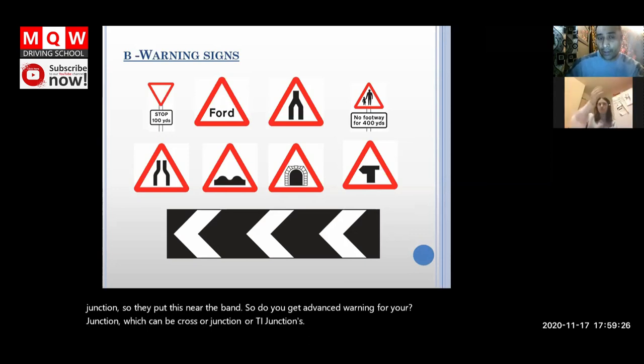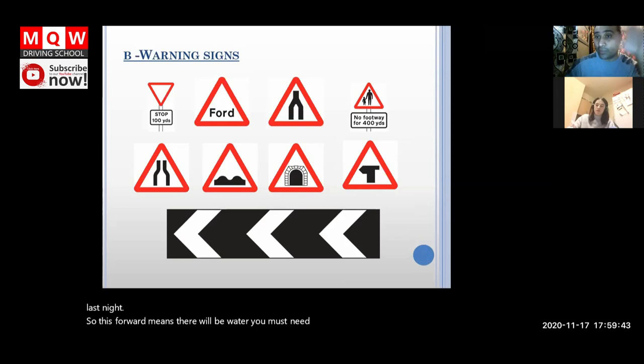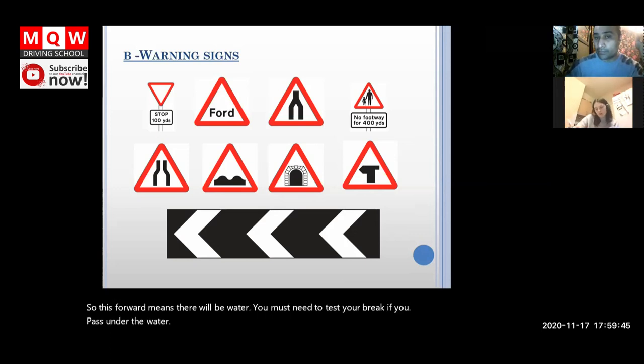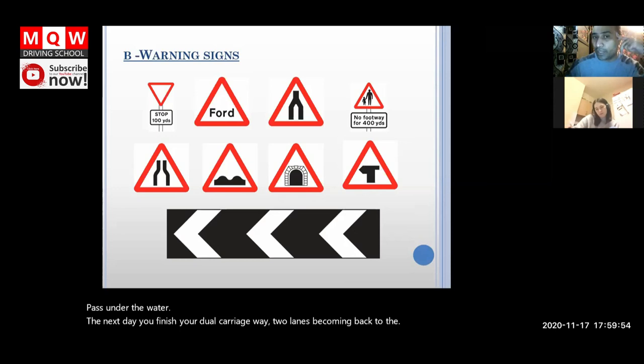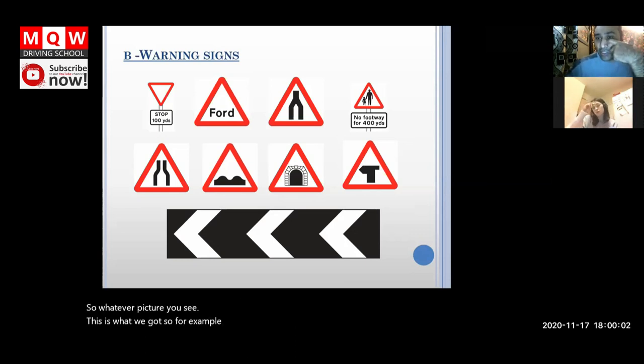Now the ford sign is where you see, for example, if you're traveling under the tunnel and the tunnel is flooded with water or heavy rain last night. So this ford means there will be water. You need to test your brake if you pass through the water. The next one says you finish your dual carriageway, two lanes becoming back to one lane. Whatever picture you see, this is what we got. So for example, the last triangle says it is a T junction. Before this it says like a tunnel.